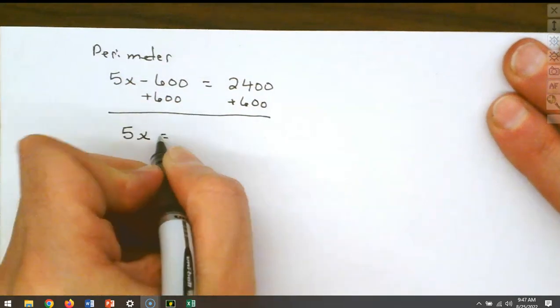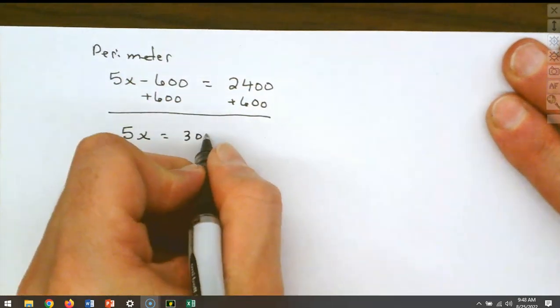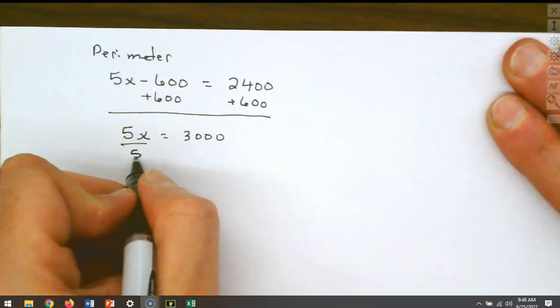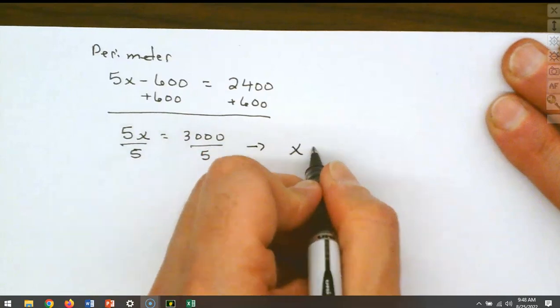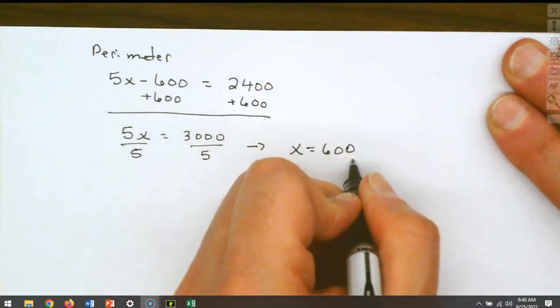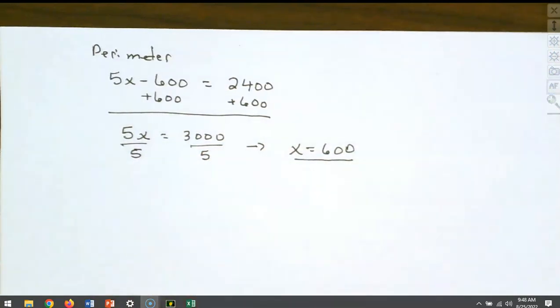5x now equals the 3,000. We'll divide by our 5. And now we've got x equaling 600. Is everyone okay with that so far? Now that doesn't answer the question. So here's a lot of times what happens. Students work this out, and they get this, and they write it down as an answer. But that's not going to be our complete answer.